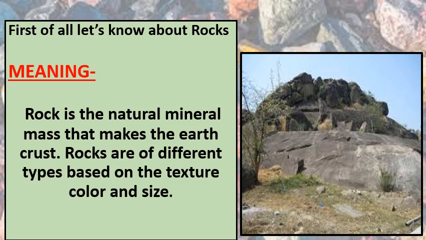Rock is the natural mineral mass that makes the Earth's crust. That means we can find rocks on the topmost layer of the Earth, that is the crust, and all the rocks are of different types based on texture, color and size. Texture means when you touch, you will feel the differences. The color, as you know, they are having a variety of colors and shapes as well.